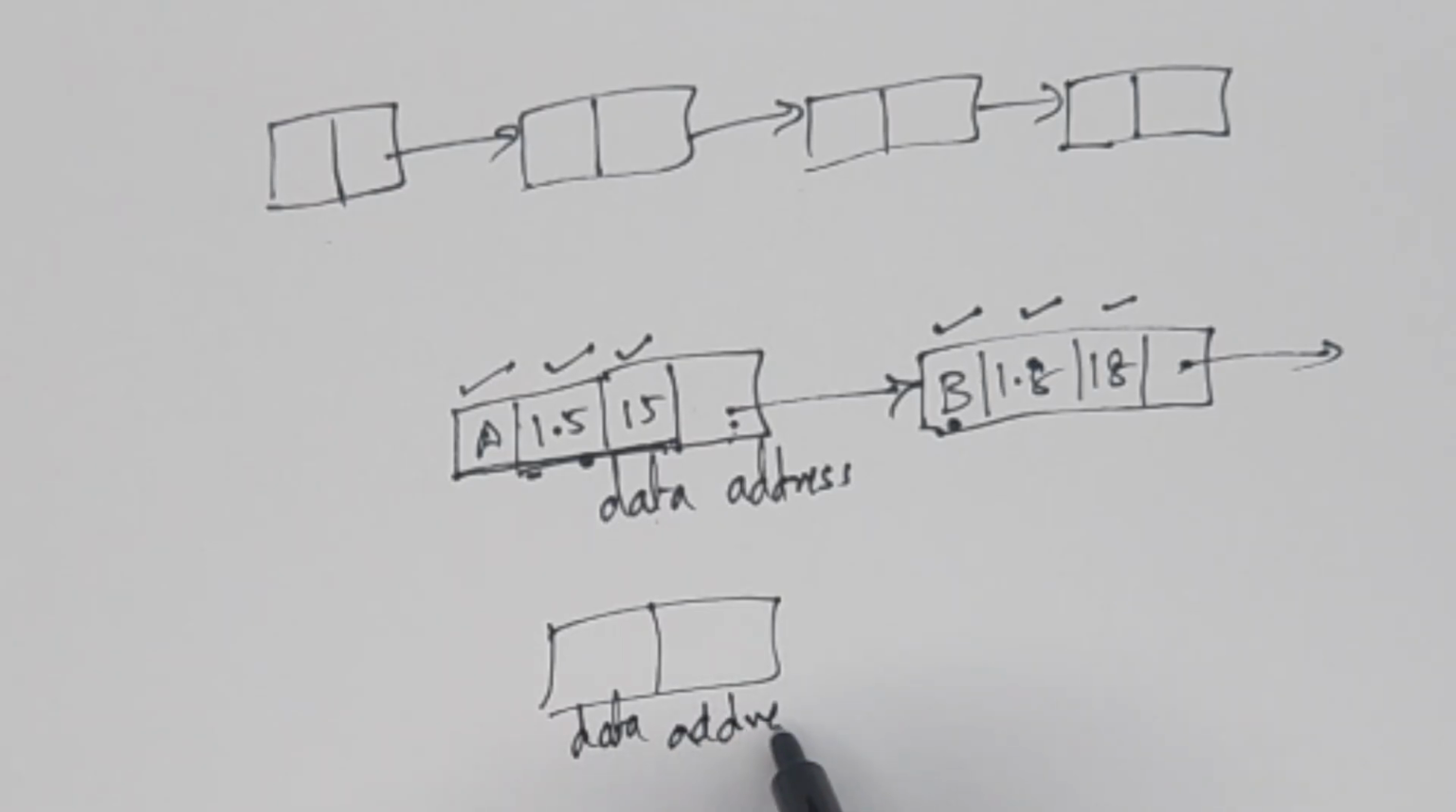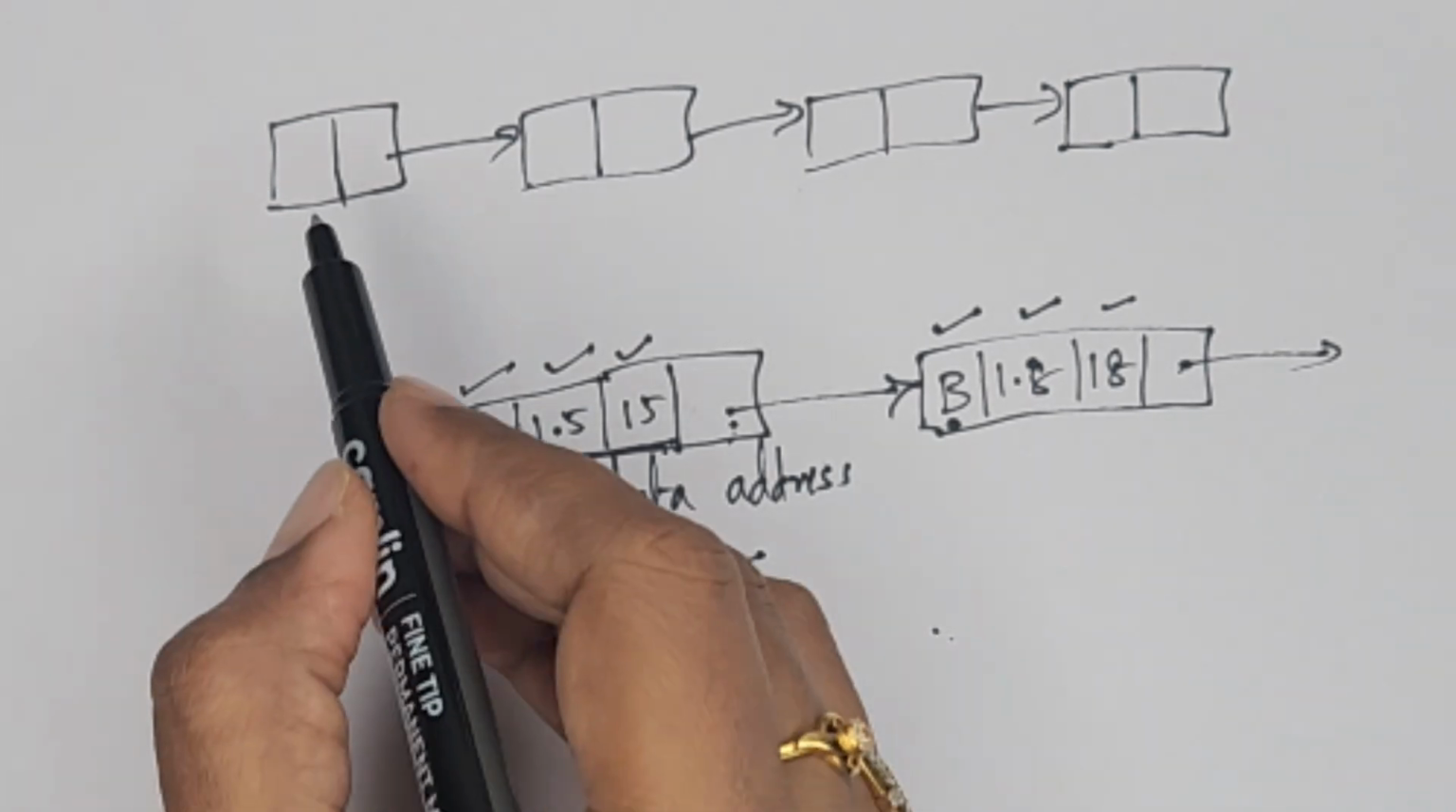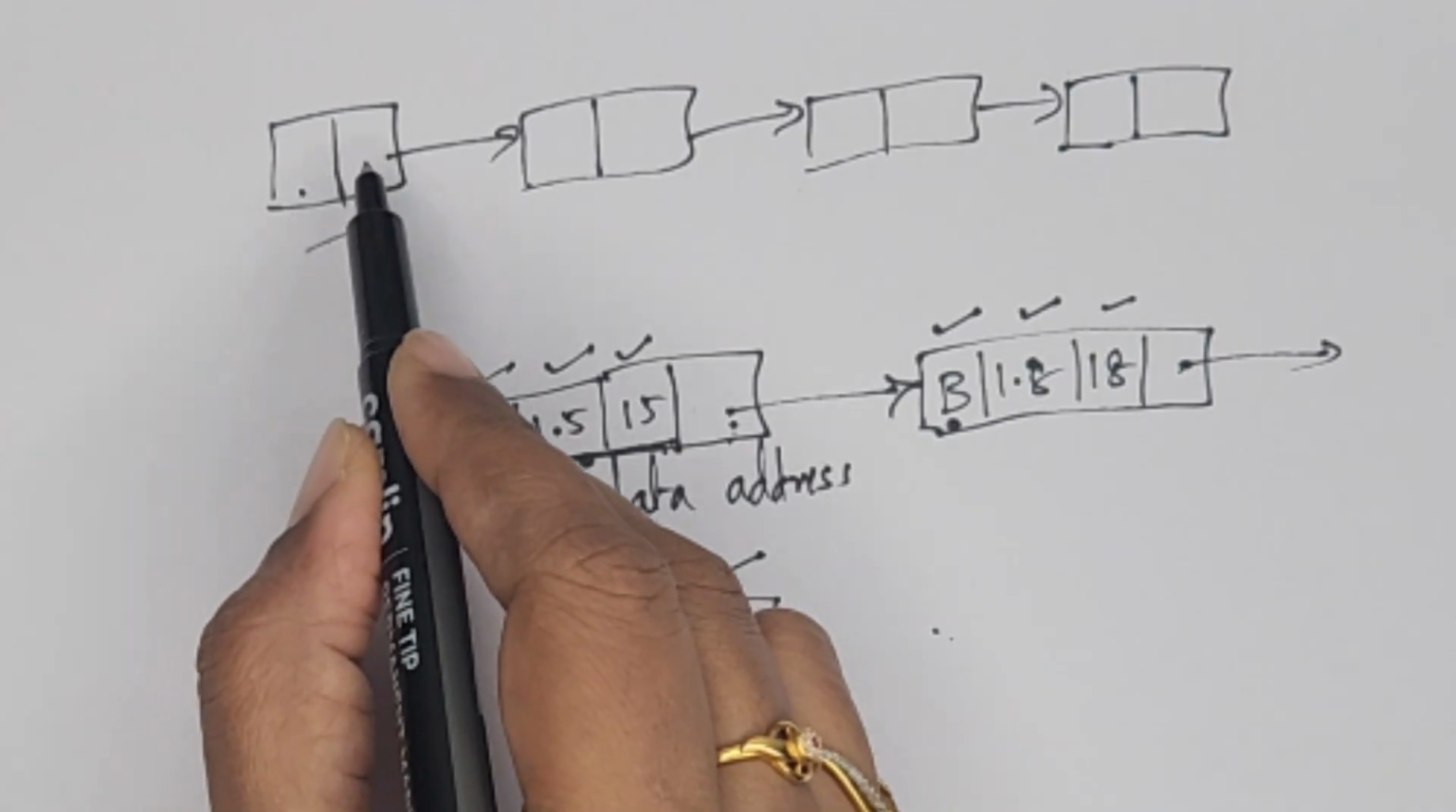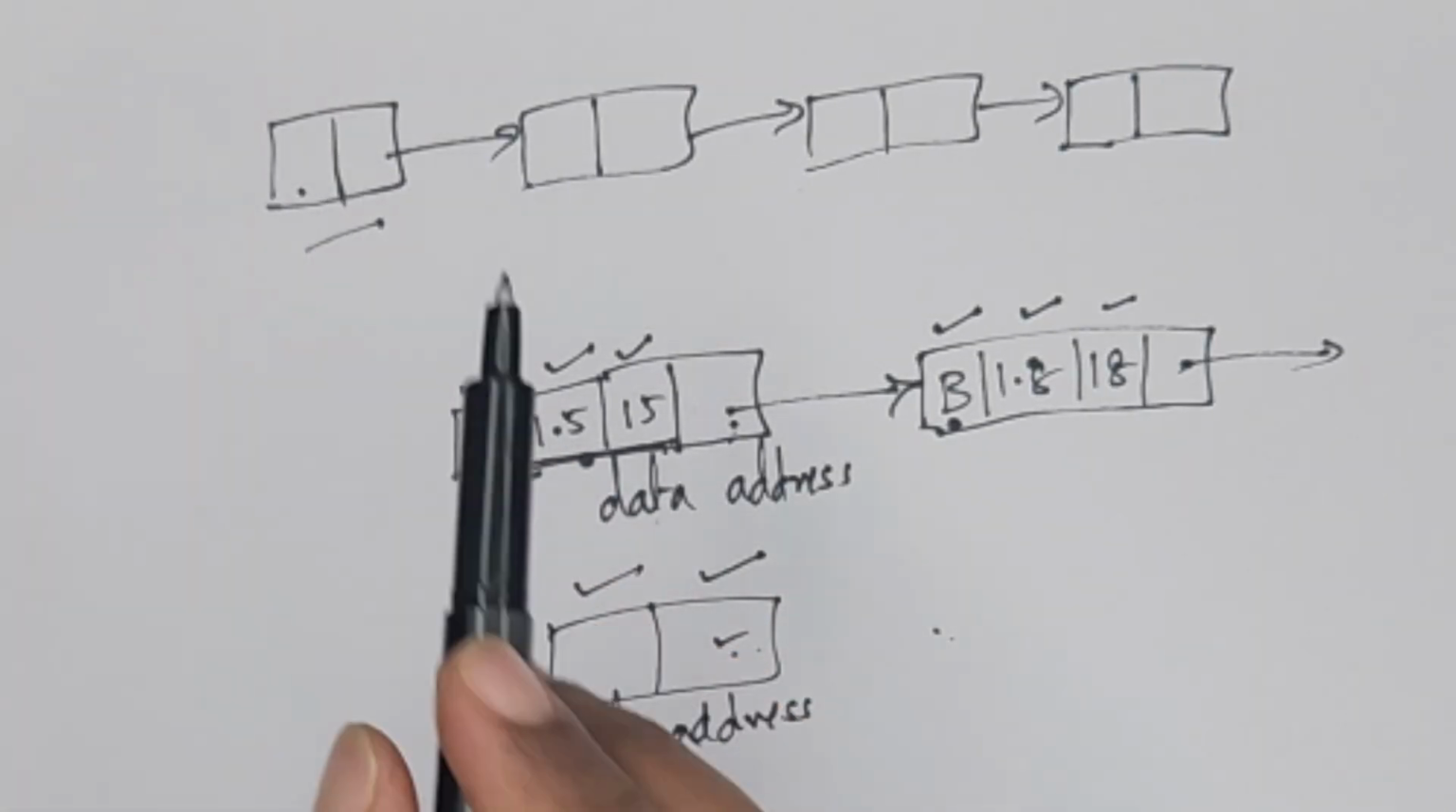So data and address. In the data part we can store any kind of data, more than one value also. But in the address part, only one address, only the address of the next node, we have to store. I'm discussing the single linked list. So only one address of the next node we have to store here. Okay, and this is the node. Data and address we can store in this node.